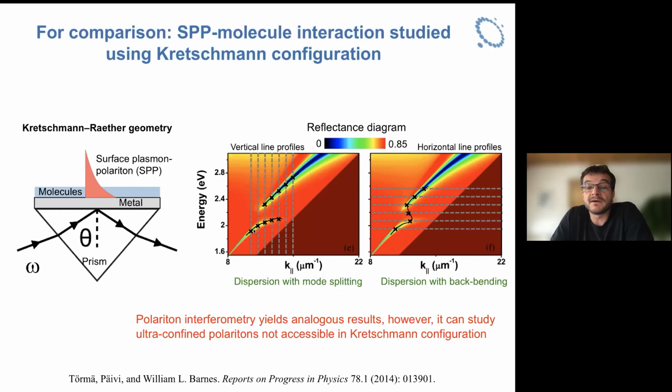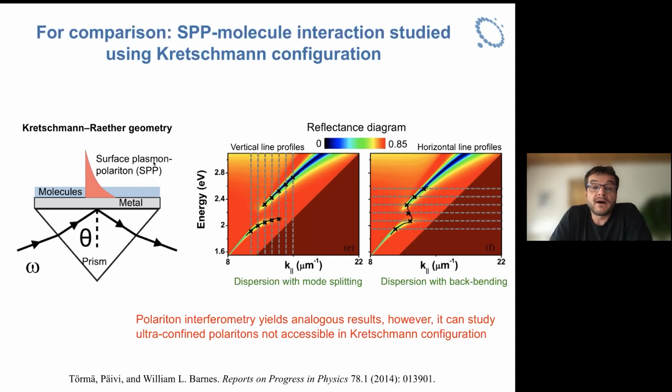And we see here these dispersions that are created through the absorption of the light, or the transfer of light from the incident beam into the polariton. Now we see exactly the same if we take these energy versus momenta plots and we analyze them via vertical line profiles. We get a dispersion that exhibits an anti-crossing feature. And if we make horizontal cuts, we get again the backbending feature in these plots. So it's exactly the same as what we were doing with a near-field microscope.